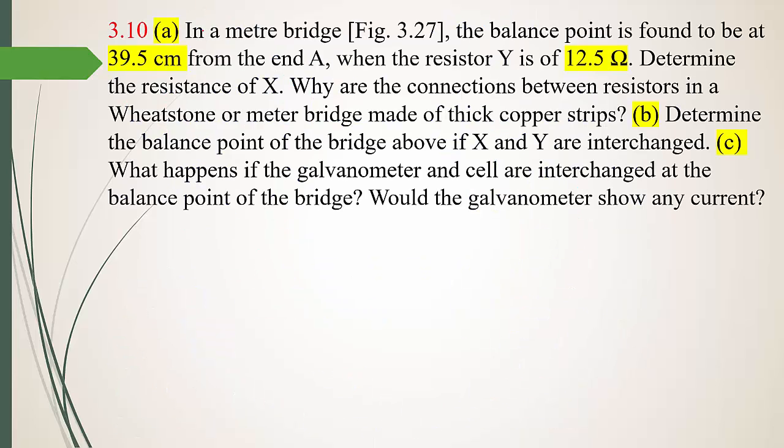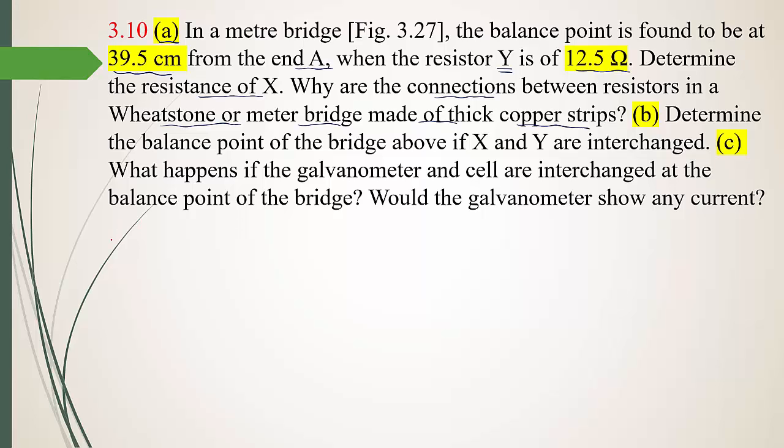In that there are again 3 sub questions. The first question is, in a meter bridge, the balance point is found to be at 39.5 cm from the end A. When a resistor Y is of 12.5 ohm, determine the resistance of X. Why are the connections between the resistors in a Wheatstone or meter bridge made of thick copper strips? This is the first question.